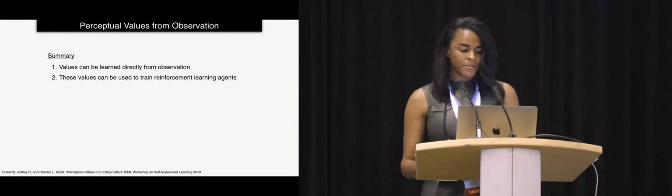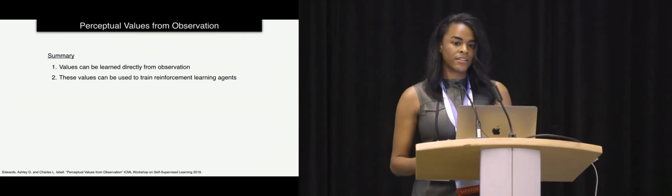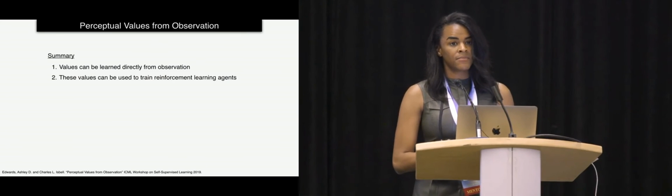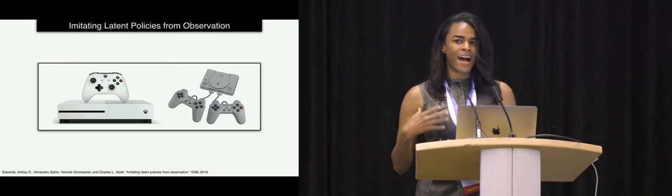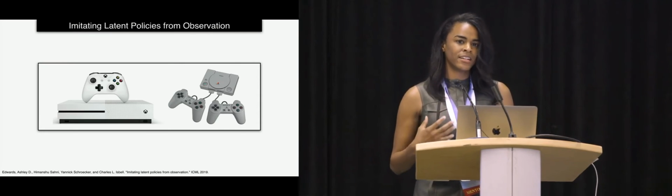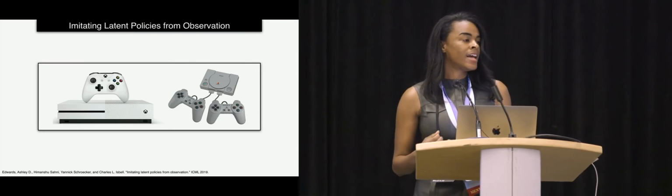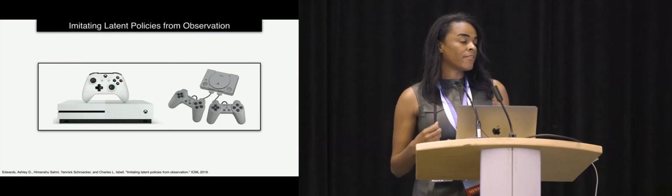Okay, so in summary, I've shown that values can be learned directly from observation, and that these values can be used to train reinforcement learning agents. But if you think about how we solve tasks, we don't usually have to learn the task from scratch once we've actually observed someone solving it for us.